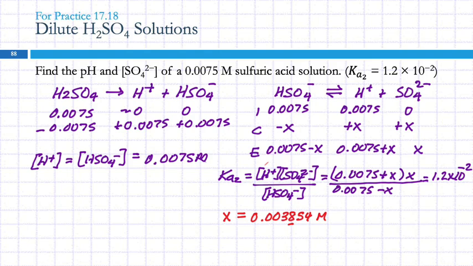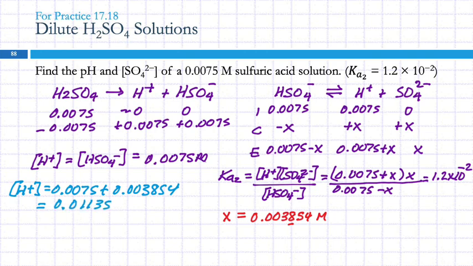So we found X, but we want pH, right? Change color so it doesn't get all lost. So our hydrogen ion concentration is going to be 0.0075 plus X, plus 0.003854. That's 0.01135. So the pH is 1.94.